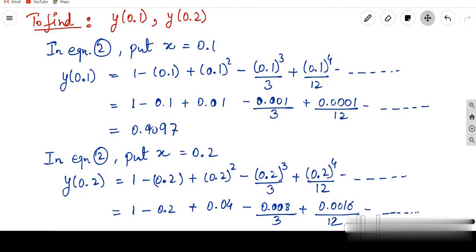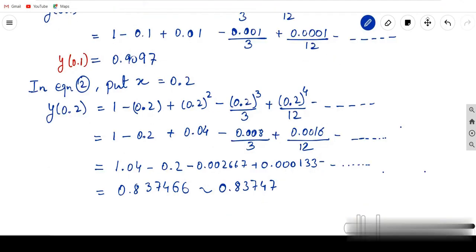So you will notice here in this question, I have just substituted in place of x 0.1 and I am able to get the y at 0.1 as 0.9097 approximately. Similarly, when we put x is equal to 0.2 in the equation 2, we will get the value of y at 0.2, that is equal to 0.837466, or we could say that approximately y at 0.2 is 0.83747.